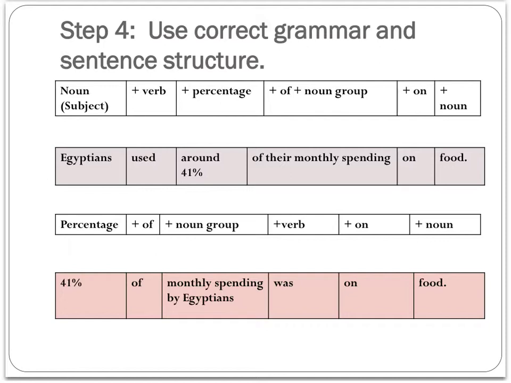Another way to say the same thing is to put the percentage first. So then I could say 41% of monthly spending by Egyptians was on food. In both cases, I'm using the past tense.